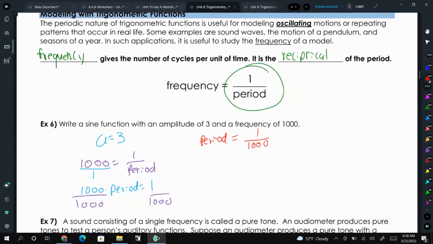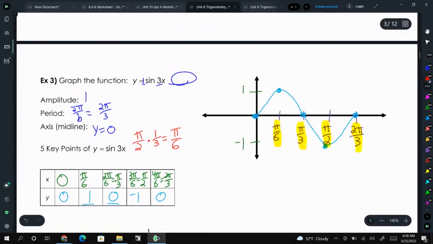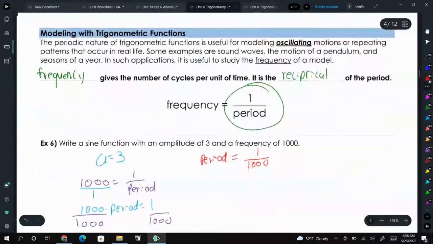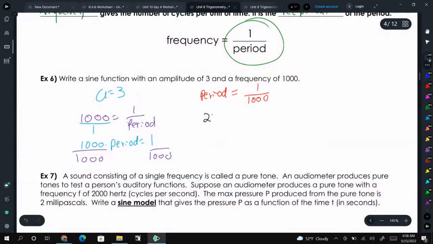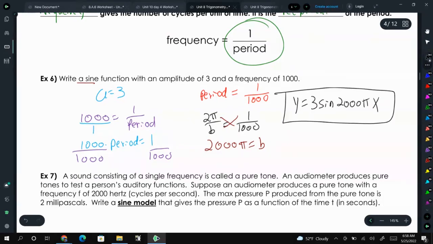Okay. Now the period is also, if we know back from up here, 2 pi over b. So let's replace period with 2 pi over b equals 1 over 1,000. And we can cross multiply again. So we get 2,000 pi equals b. So our sine function is going to be y equals 3 sine of 2,000 pi times x. That'll be our function.